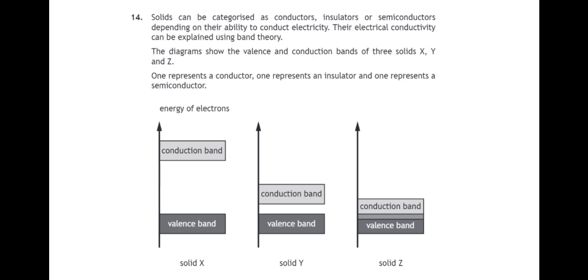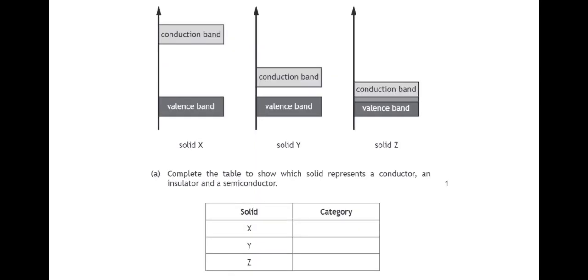And in X, the gap between the valence and conduction band is very large. In Y, the gap is much smaller. And in Z, there's no gap at all. In fact, the two bands overlap to some extent. So, which one is a conductor, which one's a semiconductor, and which one's an insulator?